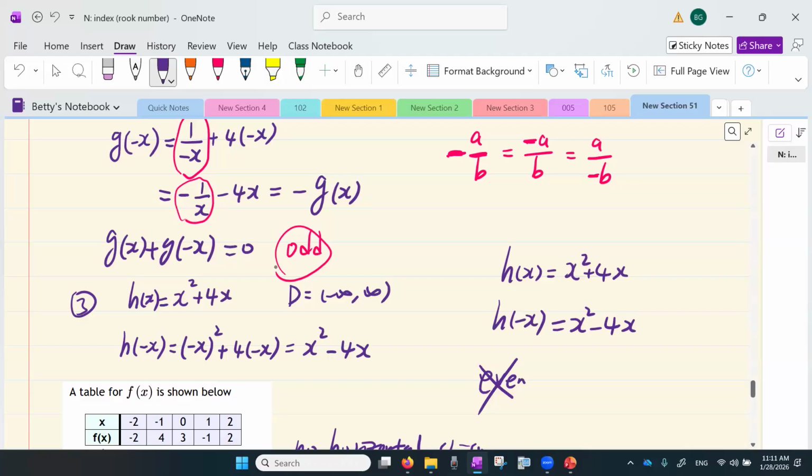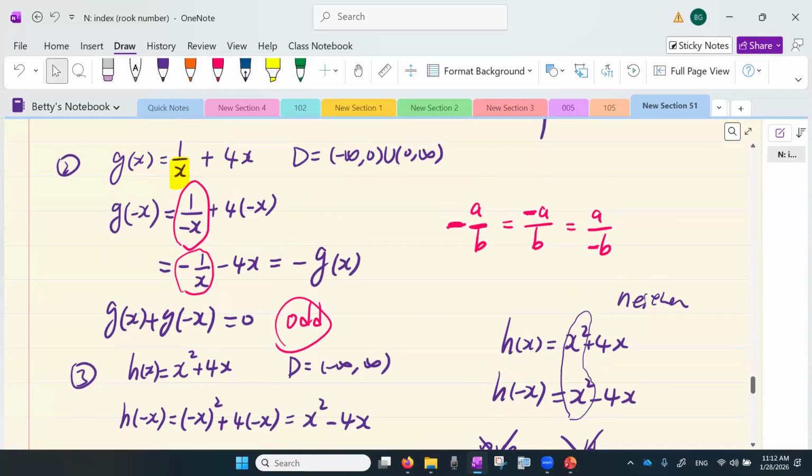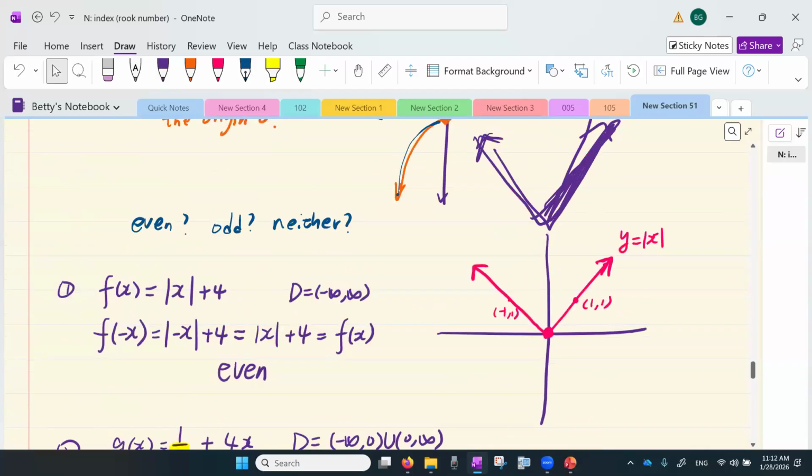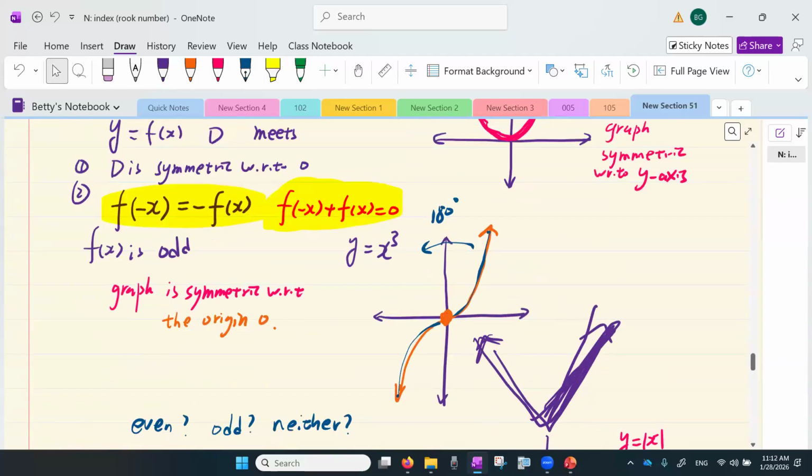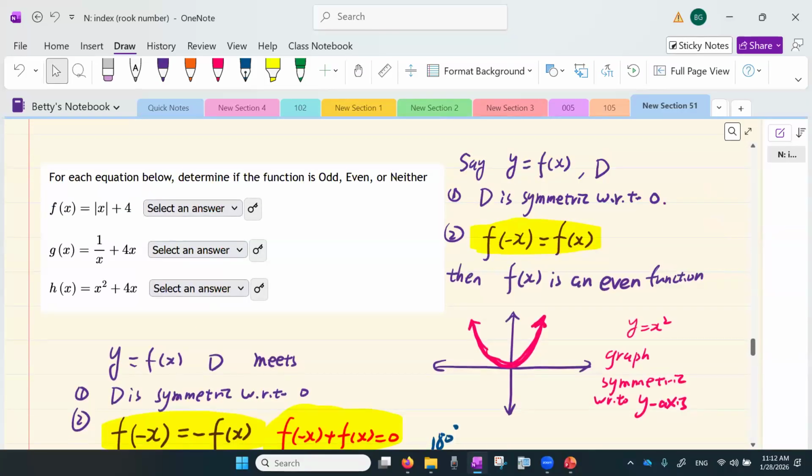They do not add up to 0. They would add up to twice x squared. So it's not odd either. So this is neither. Is that clear, everyone? Yeah. So even, odd, it's not very difficult to grasp. Just know the basics. And I hope you don't miss this problem on the exam. Yeah, this will be on the exam.